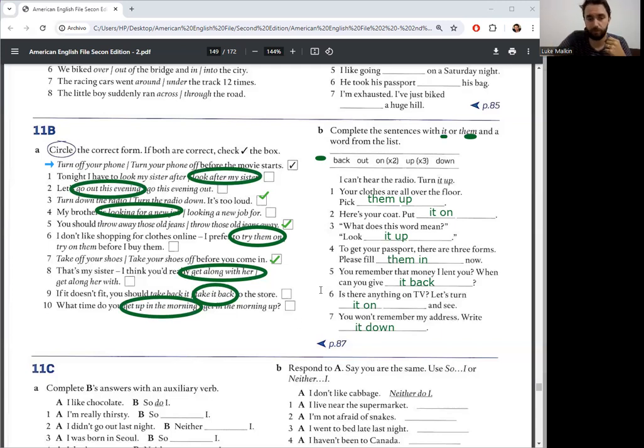Write it down. Okay, that's phrasal verbs. You can watch the video again for extra information, but don't worry, phrasal verbs are something we come back to again and again in different levels.